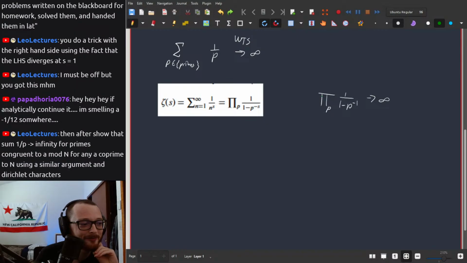Do I have this? Then after that, show sum 1 over p goes to infinity for primes congruent to a mod n for any a co-prime to n using similar argument in Dirichlet characters? Thank you for thinking I can do that. No, I can't do that. I do not have this.